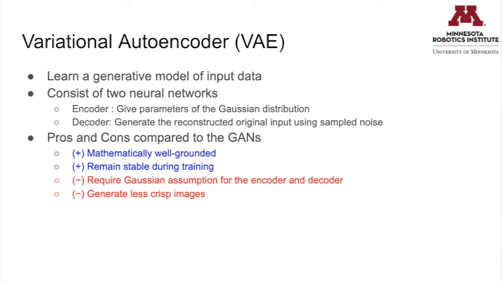Compared to generative adversarial networks, or GANs, the VAE models are mathematically well-grounded and provide stable training dynamics. However, the VAE models require Gaussian assumptions for the encoder and the decoder, and GANs have been shown to generate sharper images than VAEs.